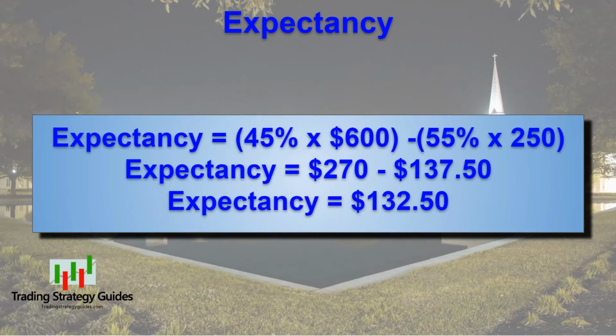As you can see, Joe has a positive expectancy, so even if you produce losing trades 55% of the time, it might be frustrating, but it has a positive expectancy, which means it will make money over time.